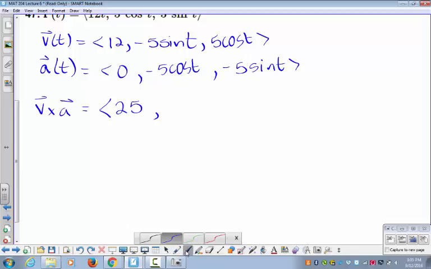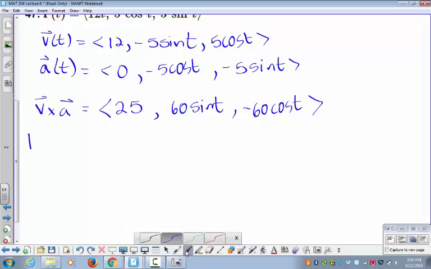Other diagonal is 0. Minus a minus is plus 60 sine of T for the J component. And then the K component looks to be main diagonal, so negative 60 cosine of T, minus 0 for the other diagonal. That would be our cross product. So that is perpendicular to the osculating plane. It's perpendicular to the T and N plane.